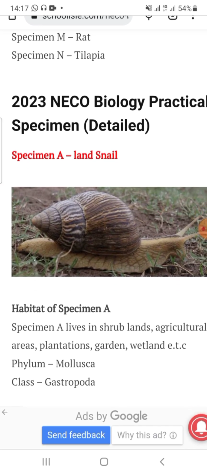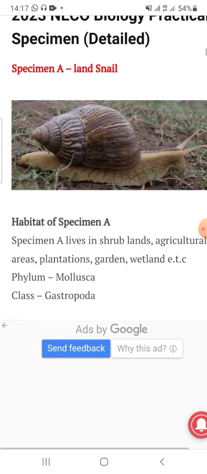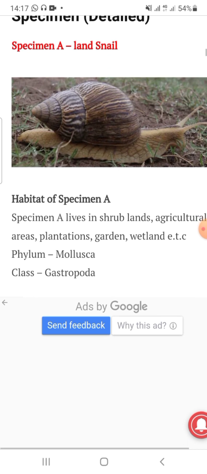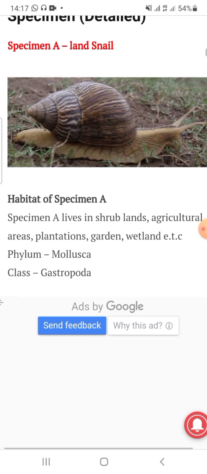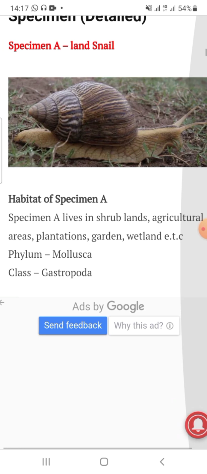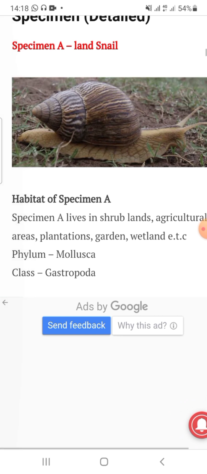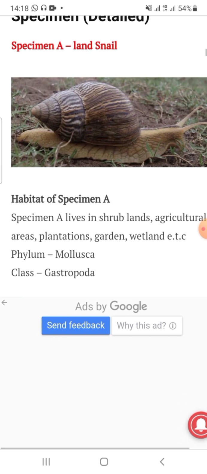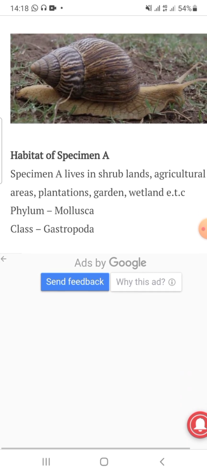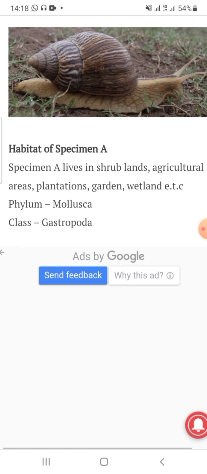Okay, so let's look at it in details. Let's look at specimen A in details. The habitat of specimen A. Okay, so the habitat of specimen A is what? Specimen A lives in shrublands, agricultural areas, plantations, garden, wetland, etc. The phylum is mollusca, and the class of specimen A is gastropoda.